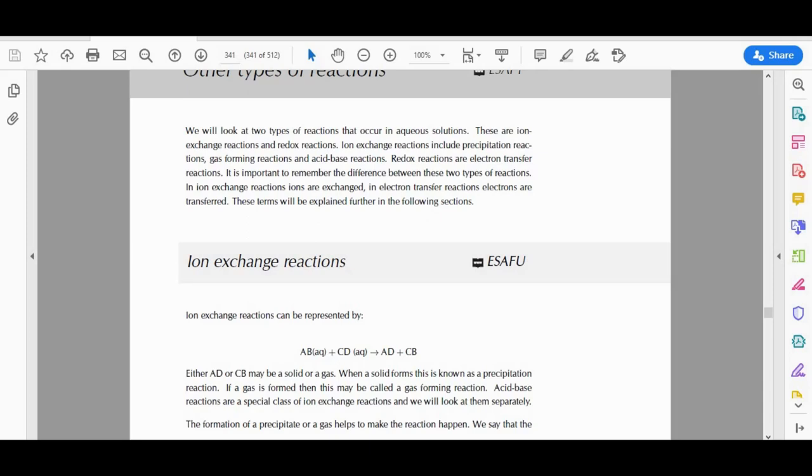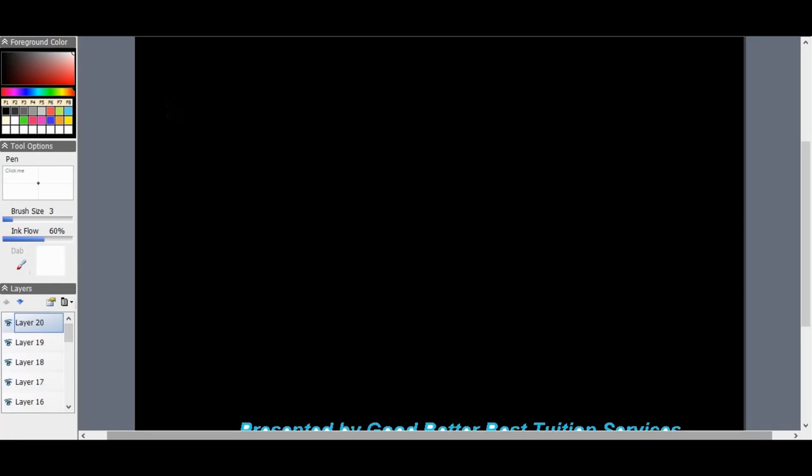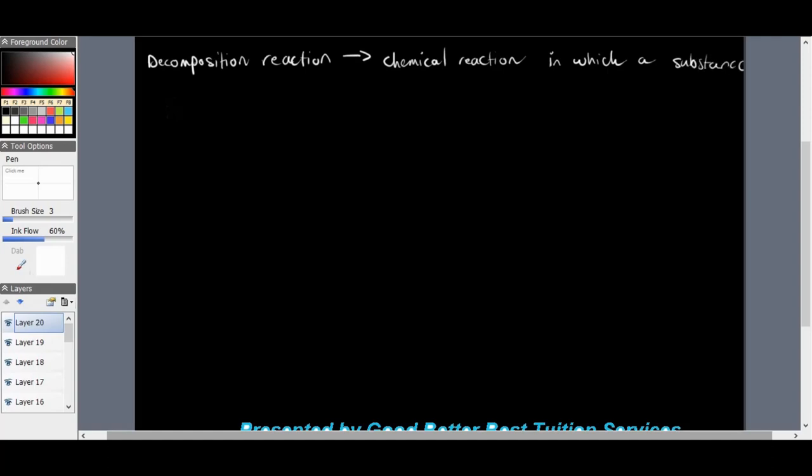So first is a decomposition reaction. First I'm going to denote that down on the blackboard. So we have what is known as a decomposition reaction. First of all, it's a chemical reaction. It's not just any type of reaction. It's a chemical reaction in which a substance reacts to form two or more simpler substances.